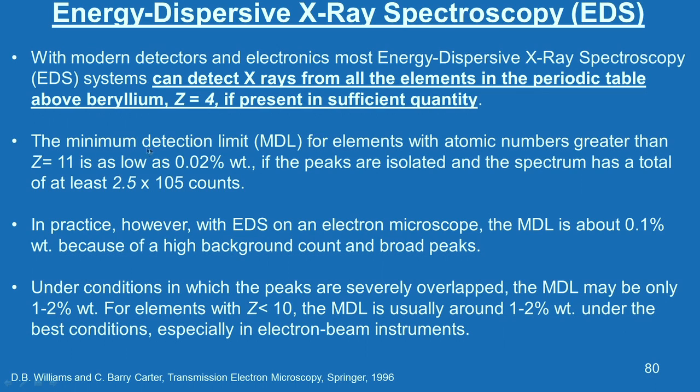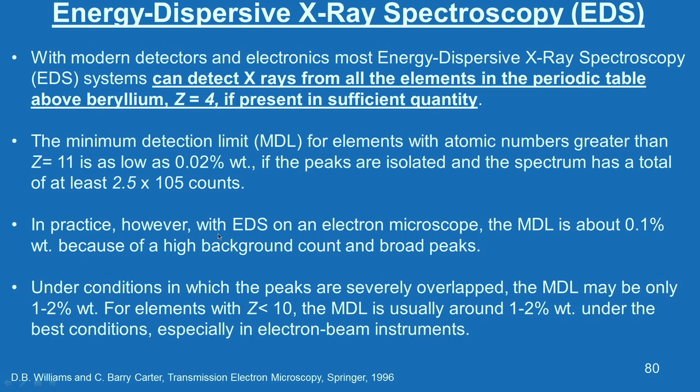First we will look at the basic ideas behind this spectroscopy. The minimum detection limit, MDL, for elements with atomic numbers greater than 11 is as low as 0.02 weight percent, if the peaks are isolated and the spectrum has a total of at least 2.5 times 10^5 counts. So, this is one rough calculation.